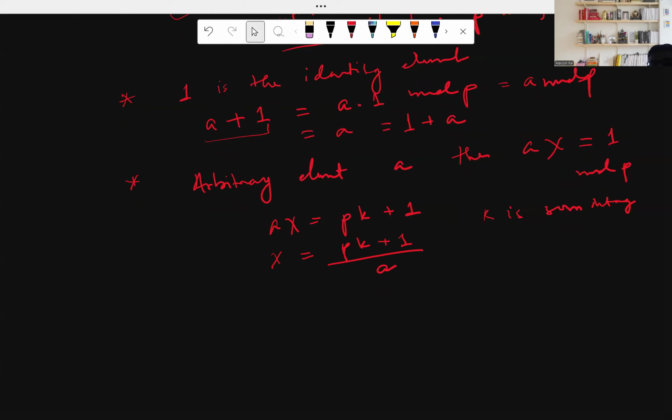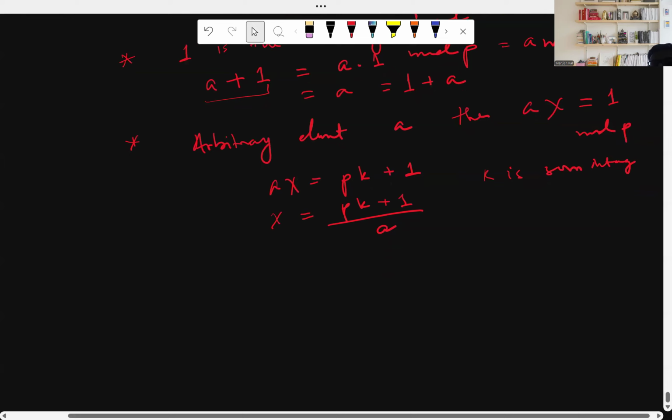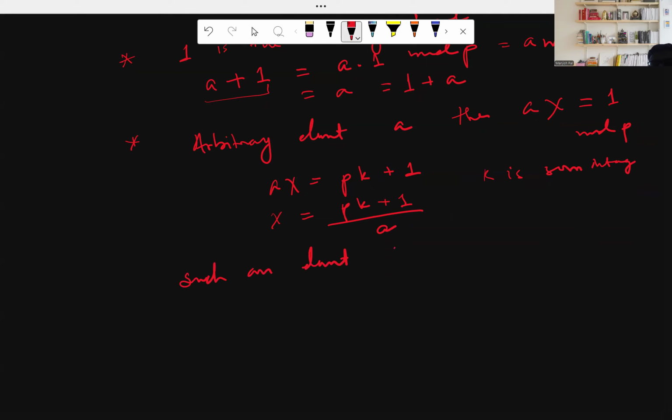So this is a property of this group, that such an element x exists, such that if you take the product of a with x, it gives the value which is equal to 1. So the inverse of every element also exists.